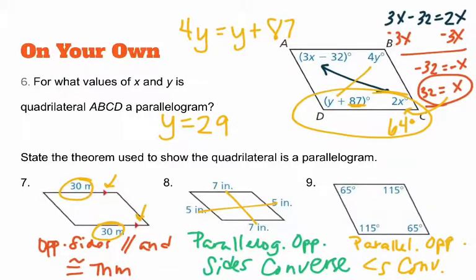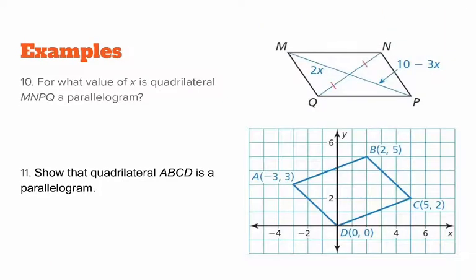And then the last one, we can see the opposite angles, 65 and 65, 115 and 115 are congruent. So it's the parallelogram opposite angles converse. Again, it is the converse because we are concluding that it's a parallelogram. We're not given that, we're concluding it. All right, you got this next one. Go ahead, do number 10 with the algebra, and then I'm going to talk through number 11.